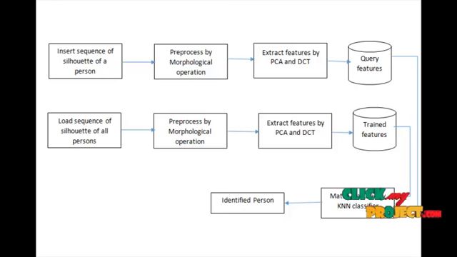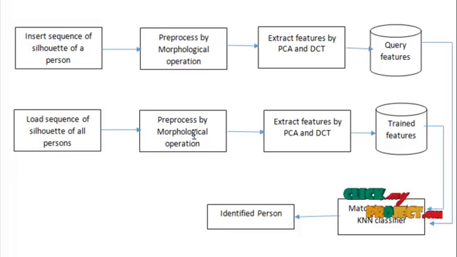Initially, there is the registration process. Registration process means we load all the silhouettes of all the persons' images. Each person has up to 11 views of the silhouette. All the silhouette images are loaded and we perform the morphological operations. The morphological operation preserves the edges of the human silhouette.